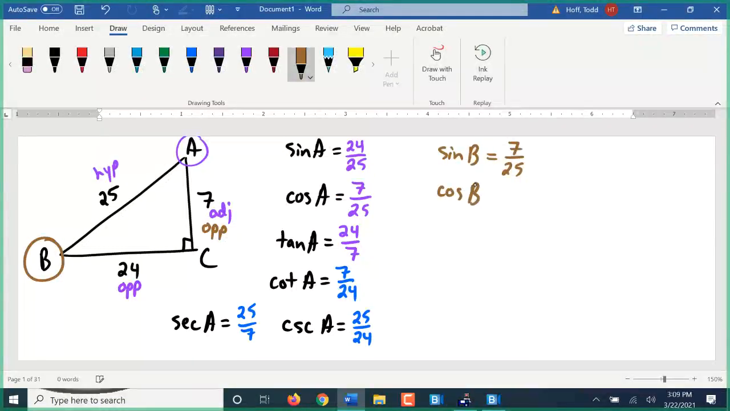How about the cosine of B? Got it. The 24 would be the adjacent side now, so it's 24 over 25. Notice that is the sine of A. The cosine of one is the sine of the other, and the sine of one is the cosine of the other.